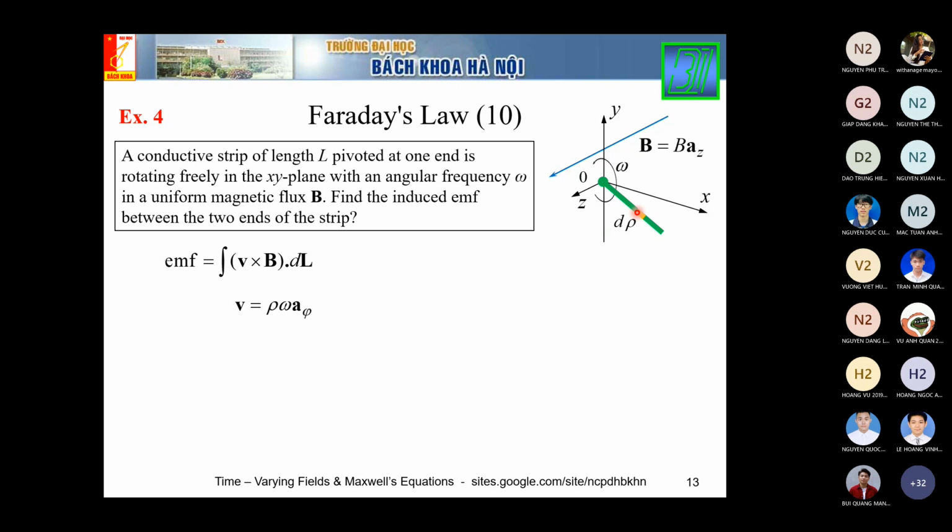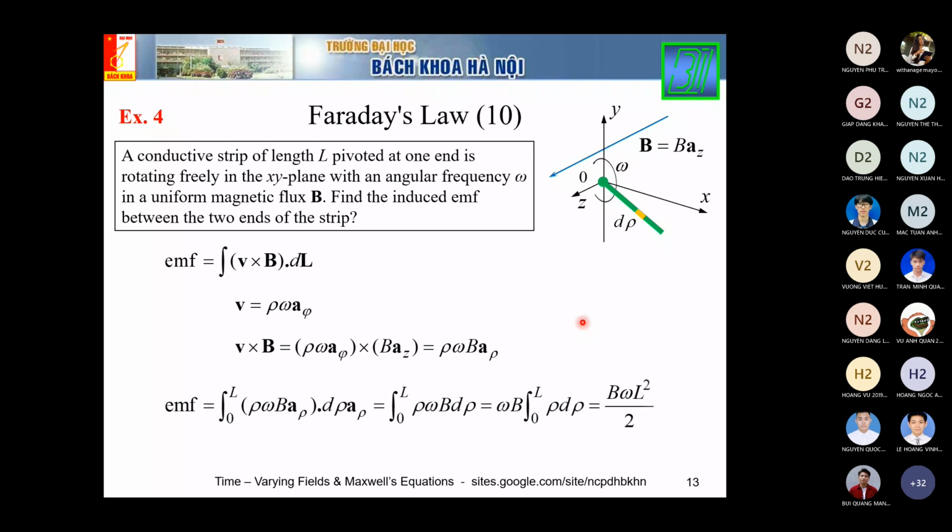Let's consider a very small section of this strip. The position of this one is rho, the length of this one is d rho. If d rho is very small, this one is the common speed of charges inside this yellow section, the strip. Now we care about this. This one is the speed, this one is the field. Making the cross product, we have this one.